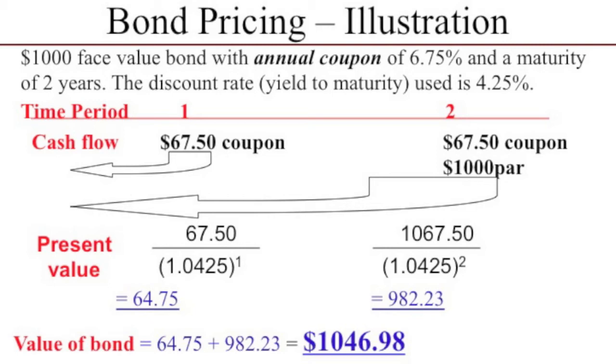So on a timeline, here's the cash flows. We've got in 1 year, $67.50. That's $1,000 of face or par value times 6.75%. Another year after that, we'll get another coupon, also of $67.50. And because this is the maturity date, we're also expecting the $1,000 par at exactly the same time.